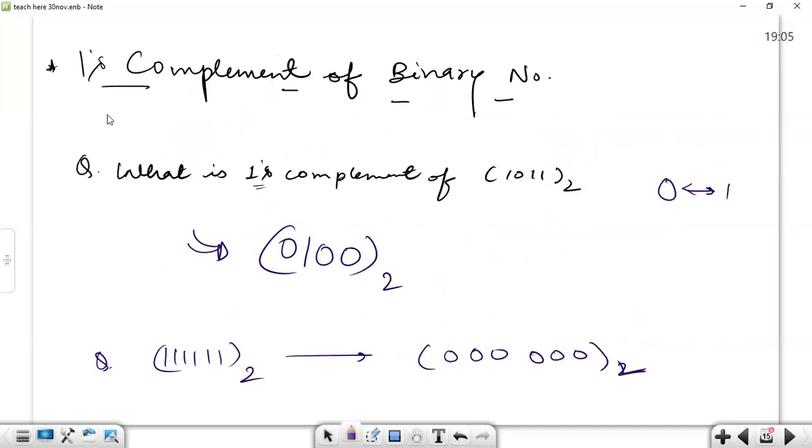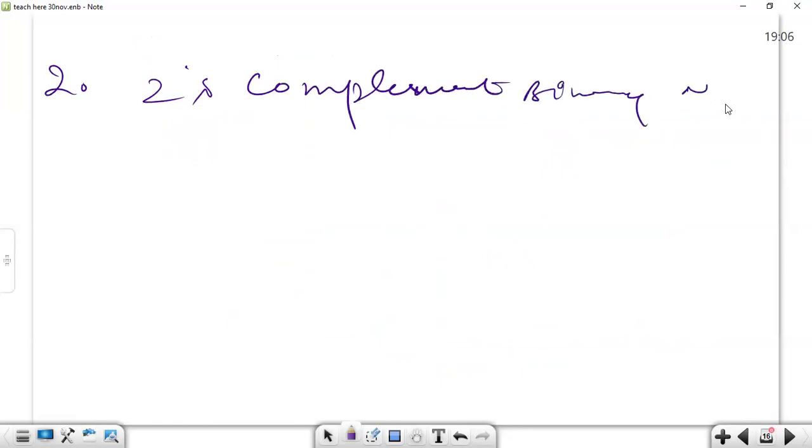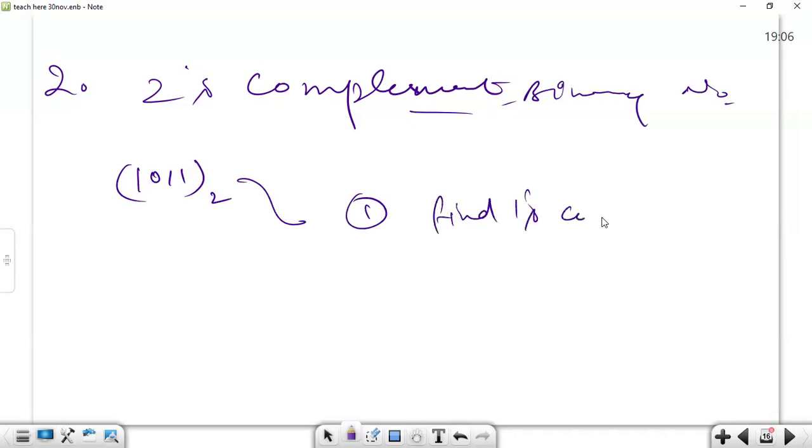Now we're discussing the complement of a binary number. Let's discuss the second complement of a binary number. In this, we do not have to do anything other than addition of 1. First of all, whatever number is given to us, we have to find its complement. First step, find the one's complement. The one's complement of this number is 0 1 0 0. Second step is to simply add 1.